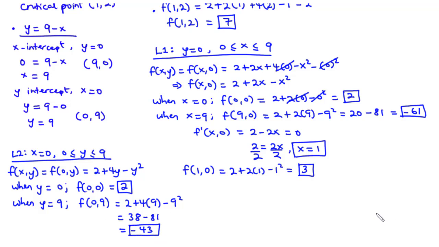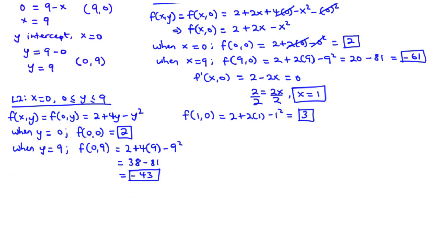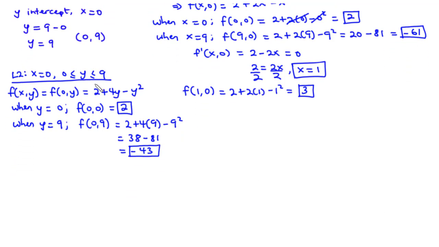So this is the value of f(0, 9). Again, this is a quadratic function, so we need to find the relative minimum or relative maximum, which can turn out to be an absolute minimum or an absolute maximum. So we find the first derivative of this function with respect to y, and then we have 4 minus 2y, and we set that to 0. So we have 4 equals 2y, we divide through by 2, and we have y equal to 2.